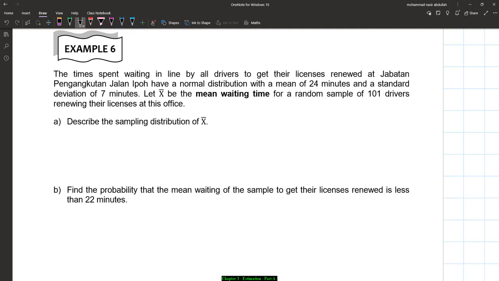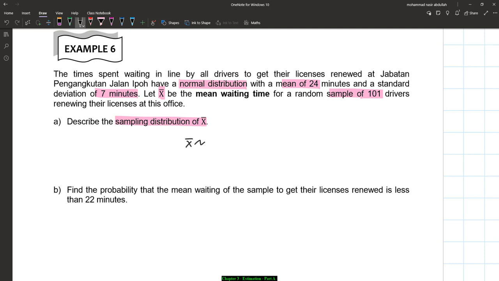The time span waiting in line by all drivers to get their license renewed at Jabatan Pengangkutan Jalan Ipoh has a normal distribution with mean equal to 24 minutes and standard deviation of 7 minutes. Let X bar be the mean waiting time of a random sample of 101 drivers renewing licenses at this office. Describe the sampling distribution of X bar.